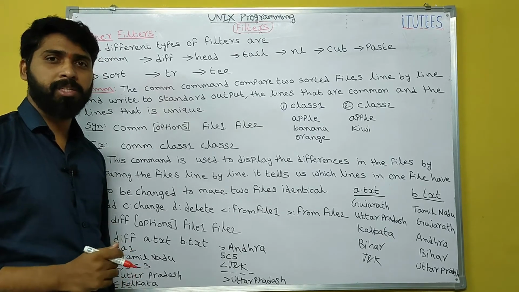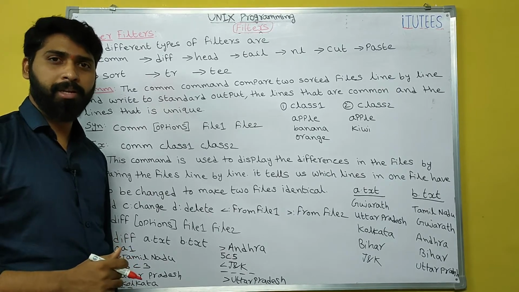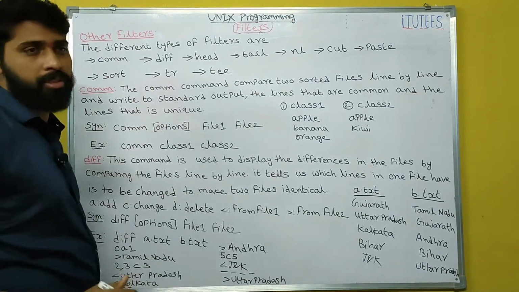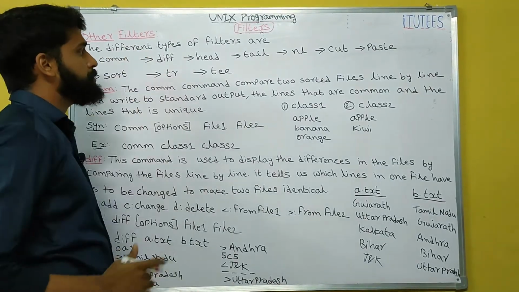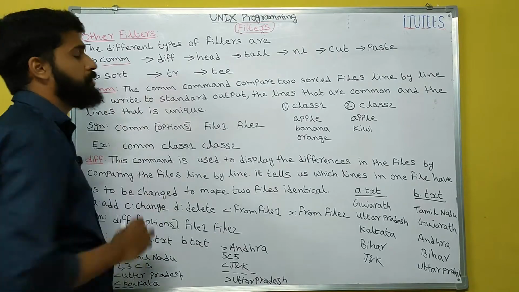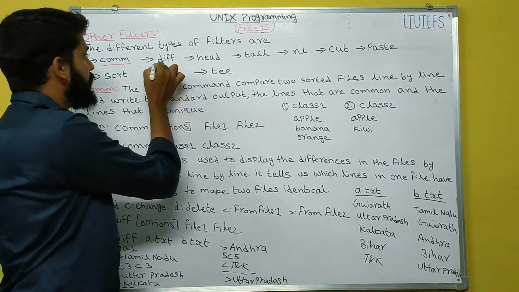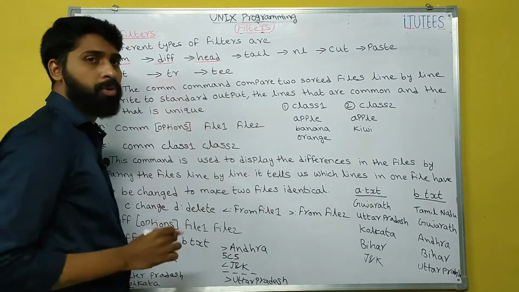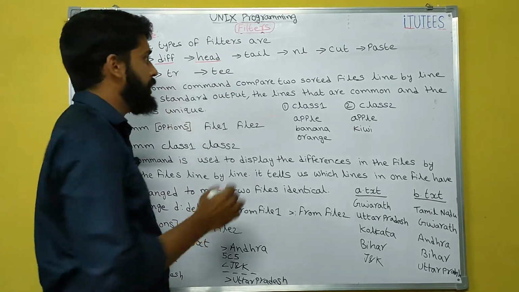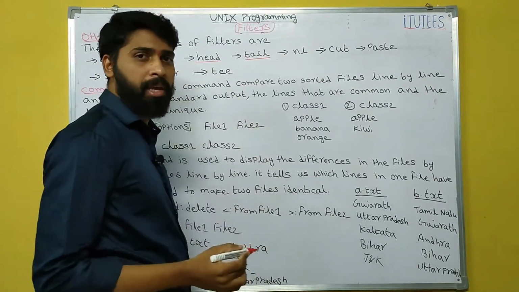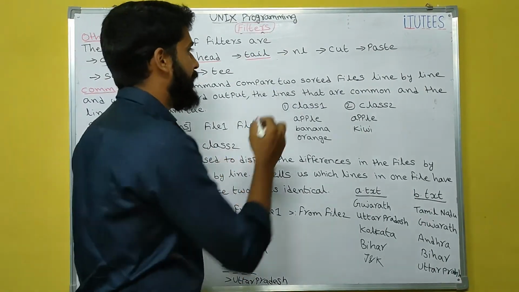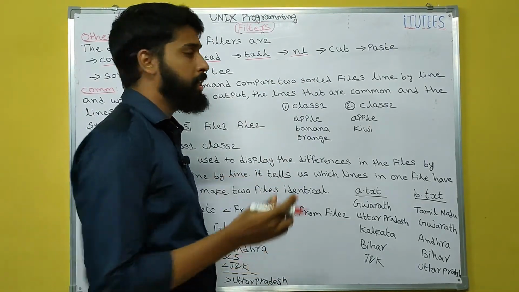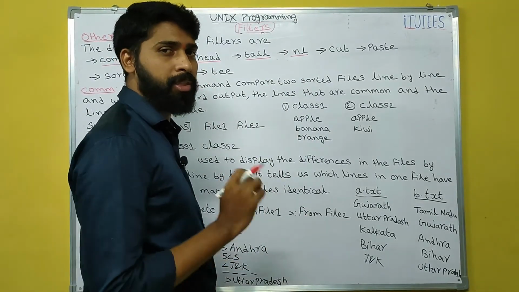In previous class we discussed the grep command. Now in this class we are going to discuss other filters. The different types of filters are: comm, to compare; diff, for difference; head command, to display the first few lines of a file; tail, to display the last few lines of a file; nl, number line, to display lines with numbers.